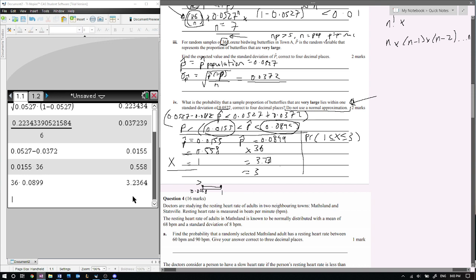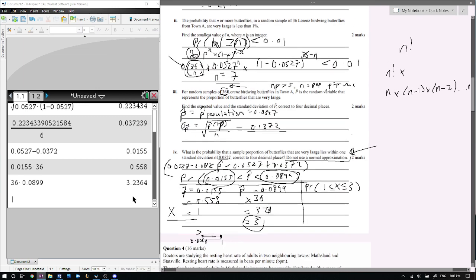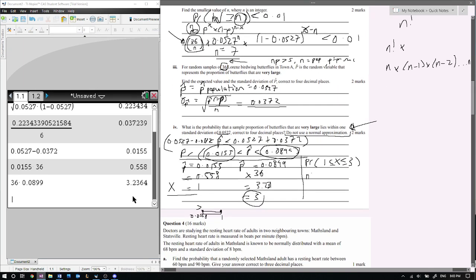And the same goes with 3. You're trying to find everything smaller than 3.23. When you round it down to 3, 3 is included within that range. So you'd end up with the probability of 1 is smaller than or equal to X, which is smaller than or equal to 3. And then we notice that looks just like our binomial distribution, where n is equal to 36, and p is equal to 0.0527.